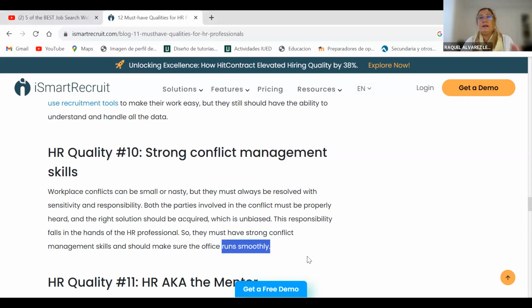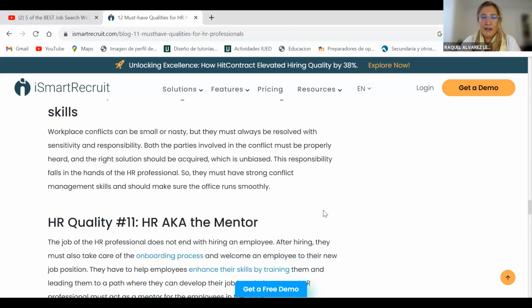Runs smoothly, yo os he dicho que run es llevar, controlar, manejar una empresa. It runs smoothly or work smoothly es que todo vuelva a la normalidad, a la calma. So when you work in the human department, you have to be very good at the time of managing conflict.